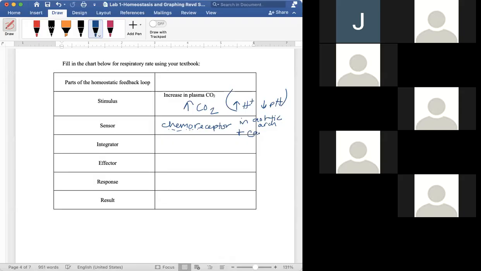Carotid sinus, right? So those are the two. You have chemoreceptors. Let me show you. You have chemoreceptors coming off the heart, the aortic arch, going to the body. And then you have them in the carotid sinus.